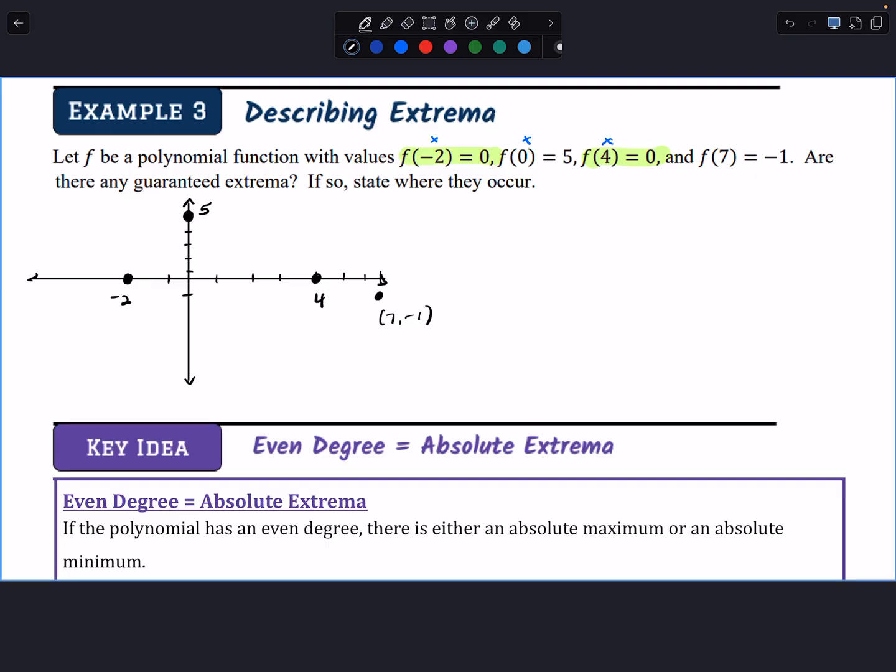So do you guys agree I have to connect the points somehow? So we have 2 zeros. So do you guys agree the function maybe looks something like that? Does that make sense? So according to this, do I have at least one extremum? Do I have at least a max or a min between those 2 zeros? I do. Does this mean that this has to be the function?